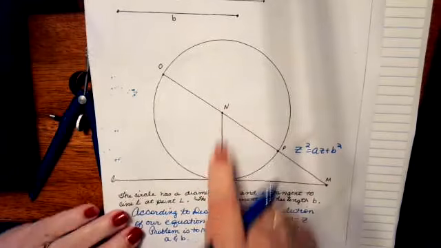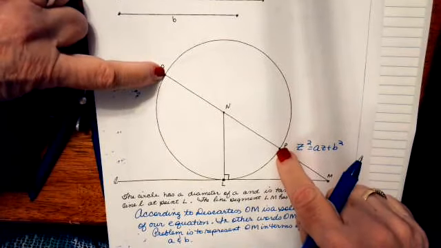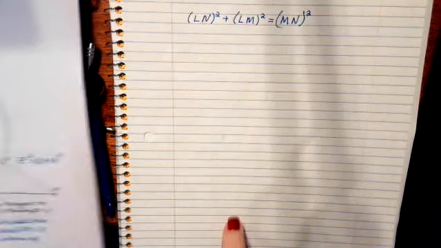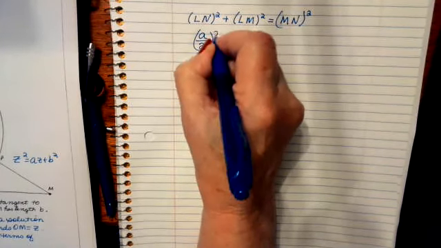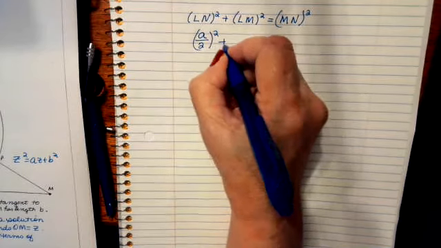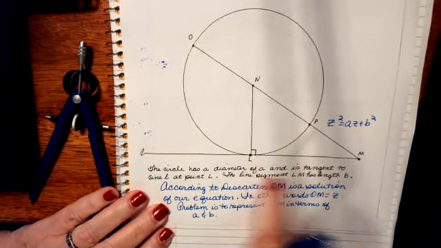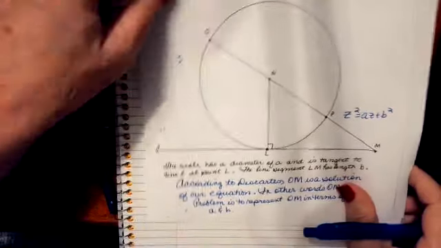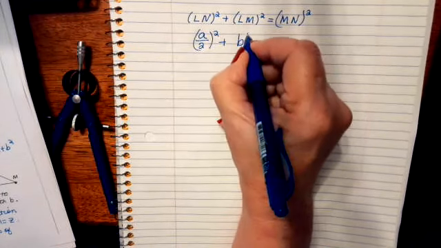All right, well, what are these things? LN is a radius of the circle. I know that the diameter of the circle is A. So what's the radius of the circle? It's half of that. So the radius of the circle would be A over 2. Okay. What's LM? Well, when I drew LM, I figured out where M was going to go so that LM would be equal to B. So LM is B, so LM squared is B squared.